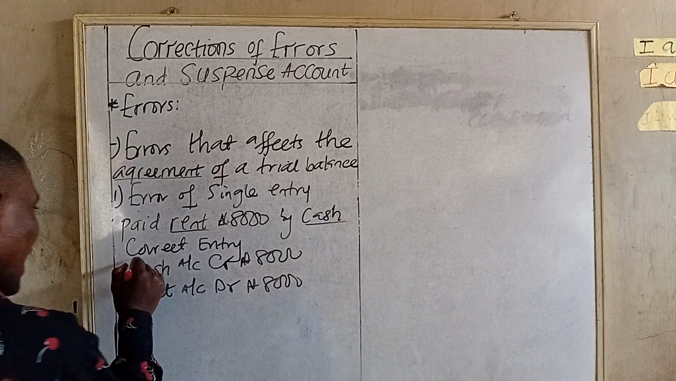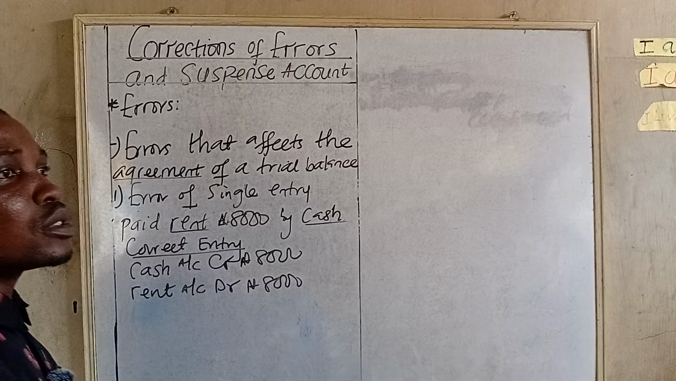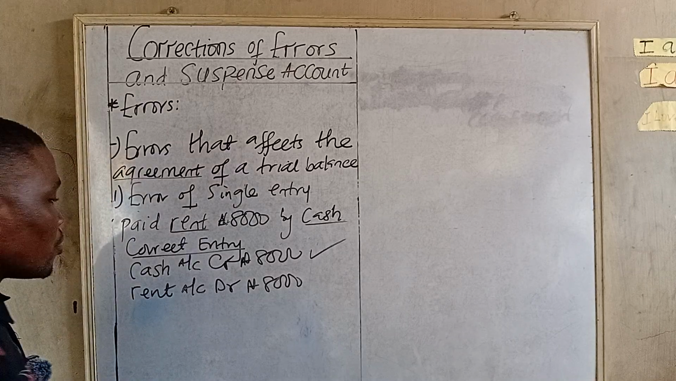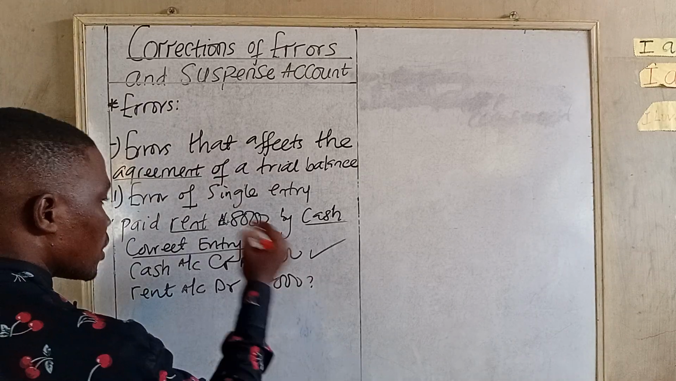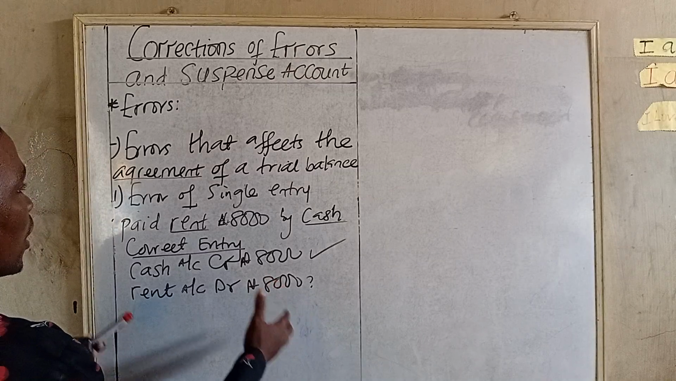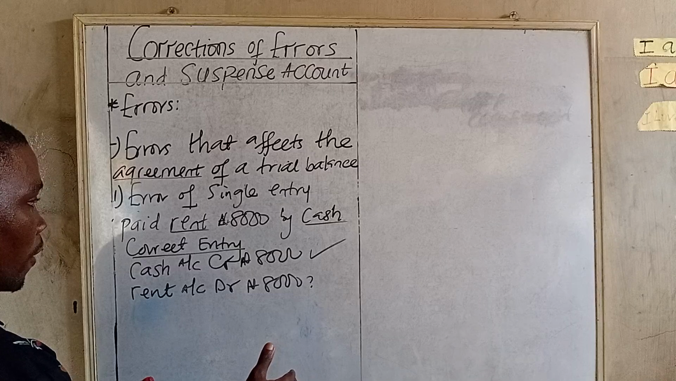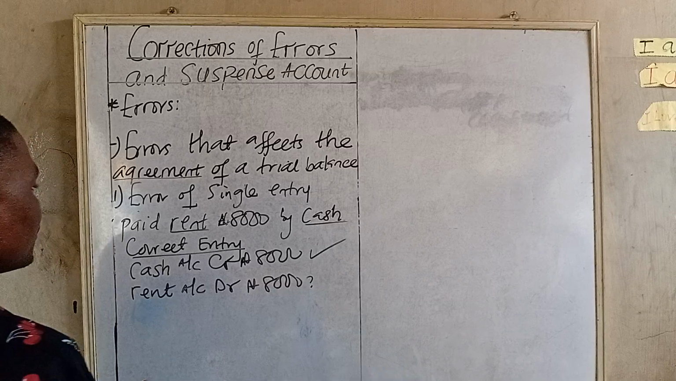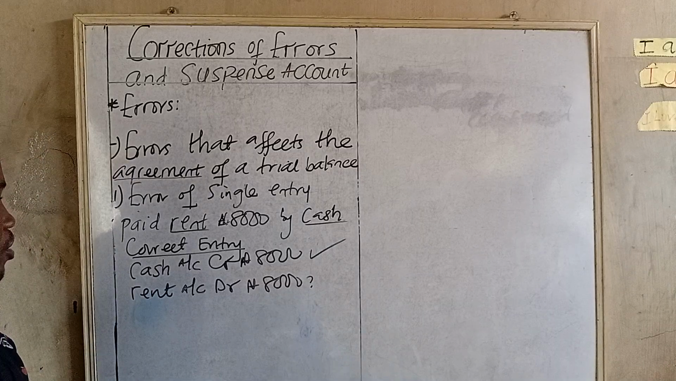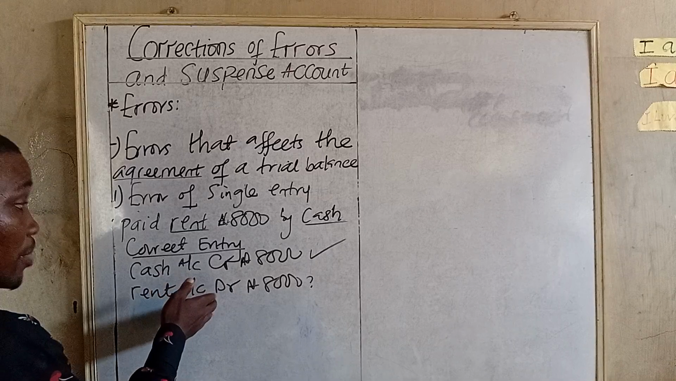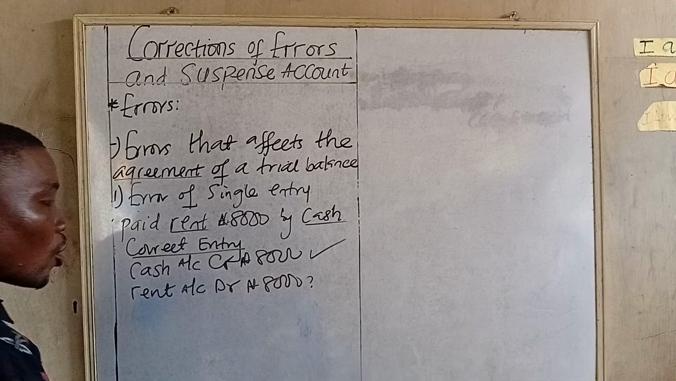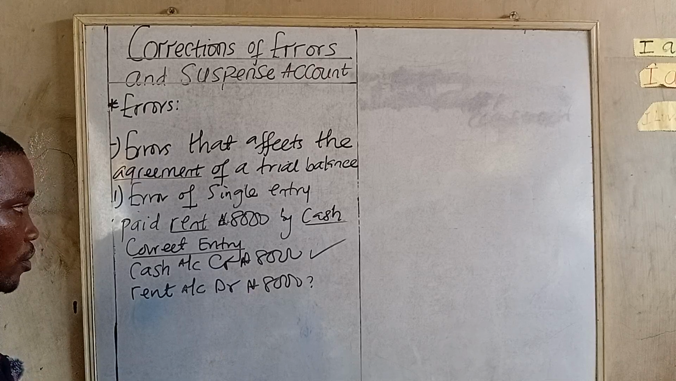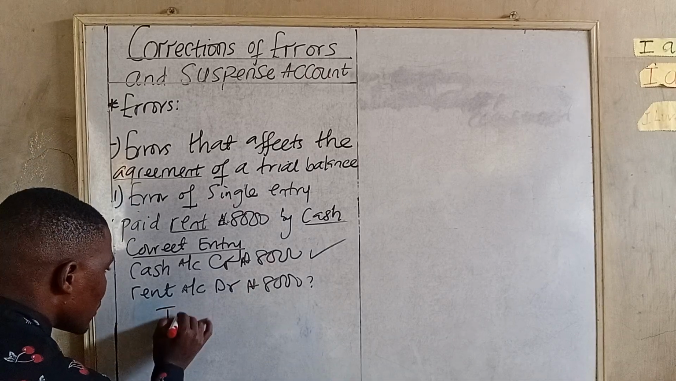This is the correct entry. But let's say you now forgot. You only record this one. You forgot to record this one here. So we call this error of what? Single entry. It will affect the agreement of the trial balance, because the debit side will be undercast or understated by what? By 8,000. Because let's see, we have a trial balance.